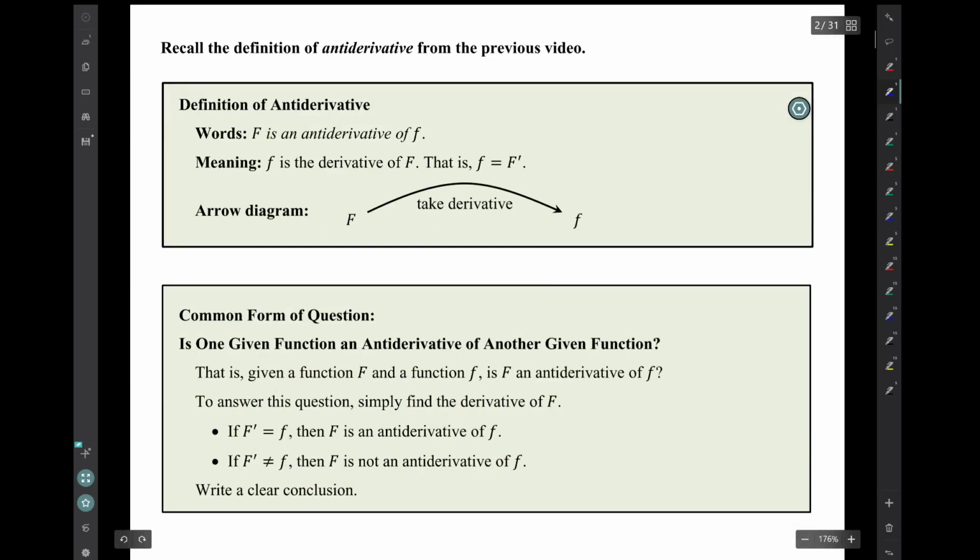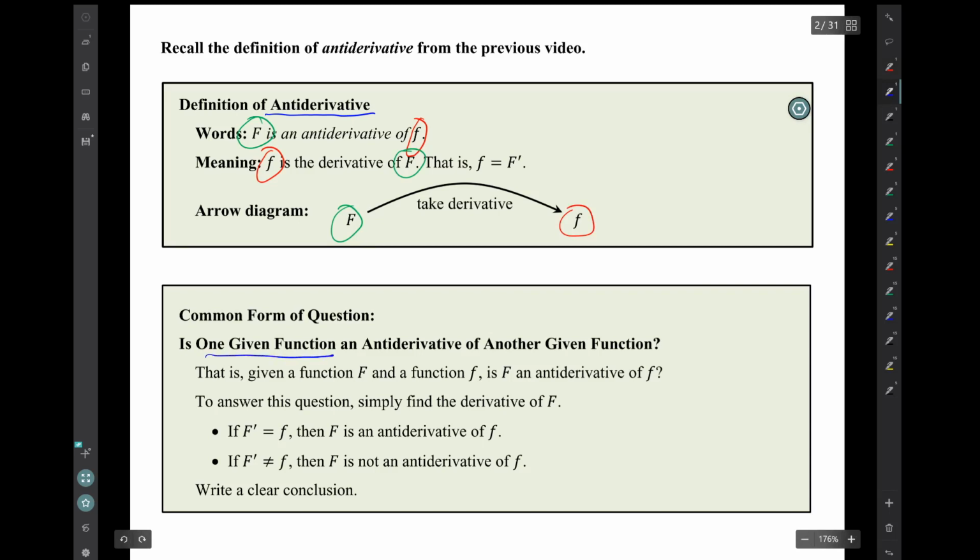Let's recall some things from previous videos. We discussed the definition of antiderivative to say that a function capital F is an antiderivative of a function little f means simply that little f is the derivative of capital F. In terms of this diagram, if you start with capital F and you find the derivative of that, you get little f.